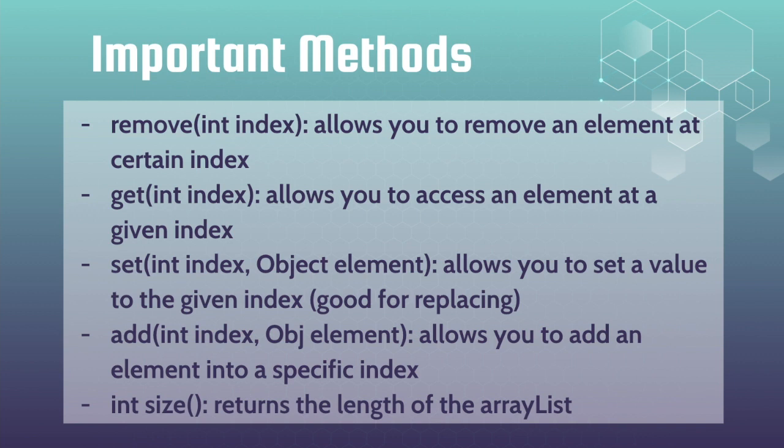Now is the fun part of array lists, since they have much more methods than arrays. There's a remove method, which lets you remove an element at certain indices. The get method, which allows you to access an element at a given index. The set method replaces the value at a certain index, and the add method allows you to add to the array list at a certain index. Last but not least, the size method, the most important method, returns the length of the array list, and we use this a lot in for loops.